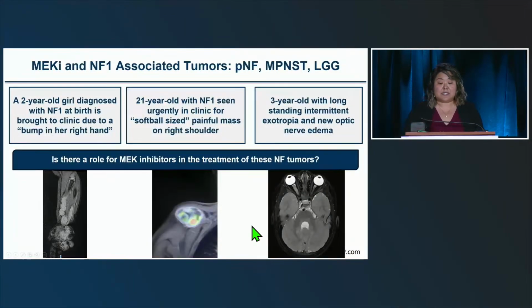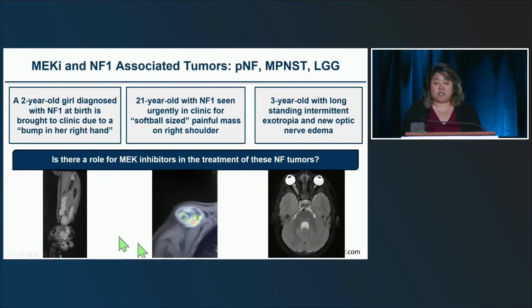So in this last workshop here, we talked about 3 different cases where we have a 2-year-old girl diagnosed with NF1 at birth, brought to clinic because she had the bump in her right hand that Carlos talked about. I mentioned a 21-year-old with NF1 who had the softball-sized painful mass on her right shoulder. And then we talked about this 3-year-old who had exotropia and new optic nerve edema.